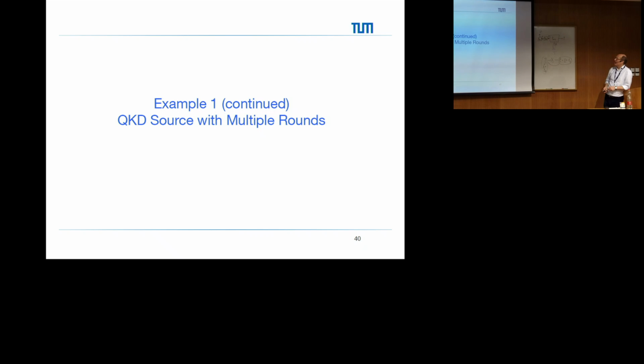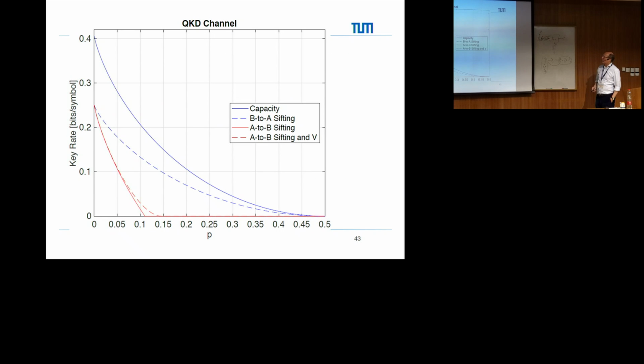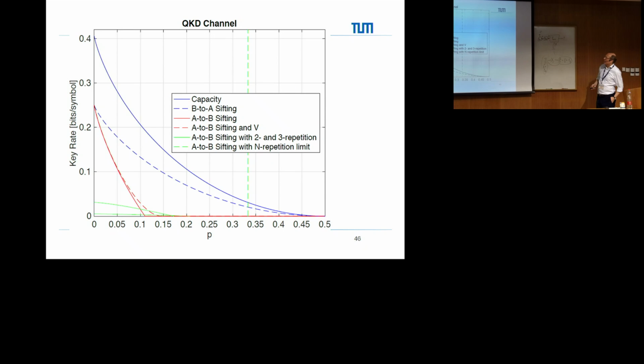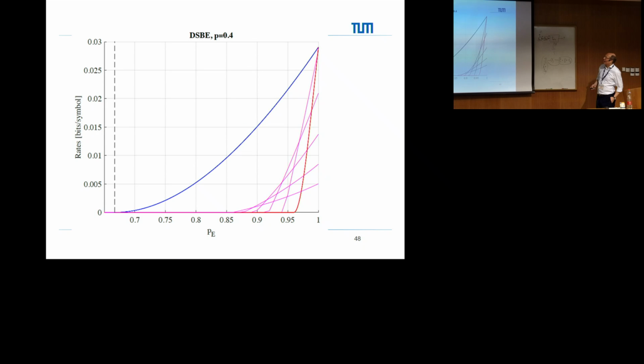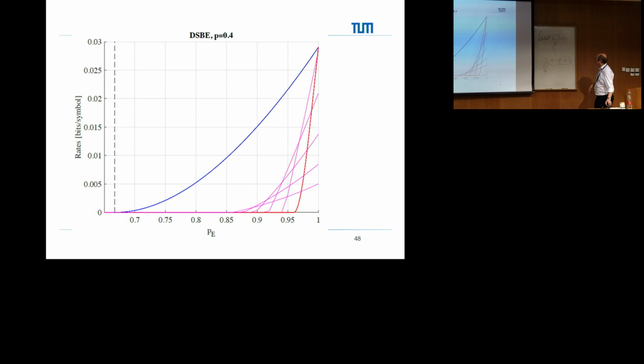Now, I was going to go through QKD with multiple rounds, but I think I might skip that because I think it might be too much. So what I wanted to do here is compare what you do with this QKD model and show you some rates, but I think I'm going to show you one rate only. So let me go to the final example. This final example, then I'll make some concluding remarks.